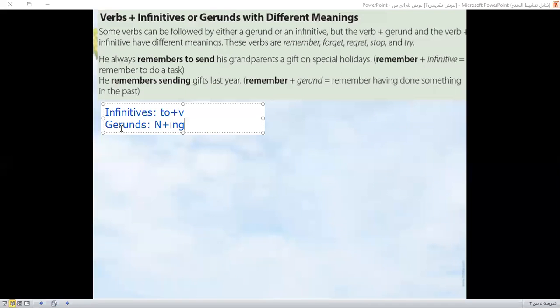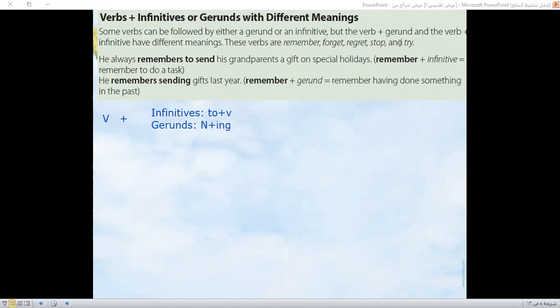Okay, so the thing that we're going to understand now is what is the difference when I have verbs, and then plus the infinitives, to with the verb, or plus the gerund, which is the noun with the ing. Okay, so this is the meaning of infinitives, to with the verb, and the gerund, noun with ing.